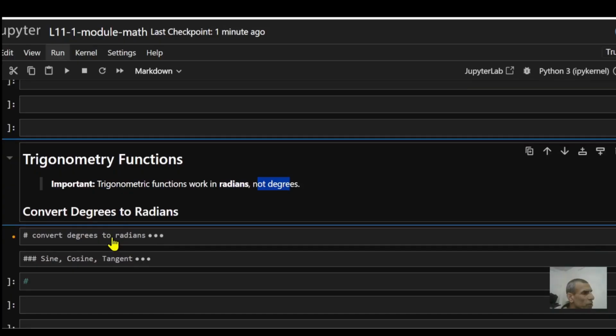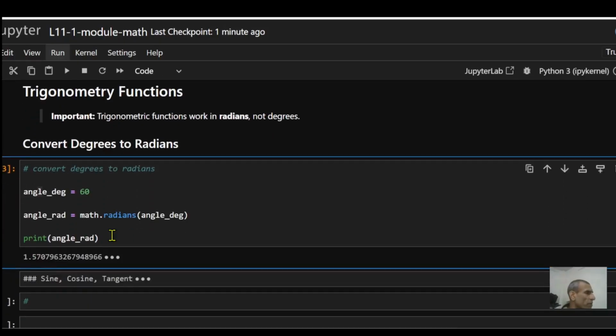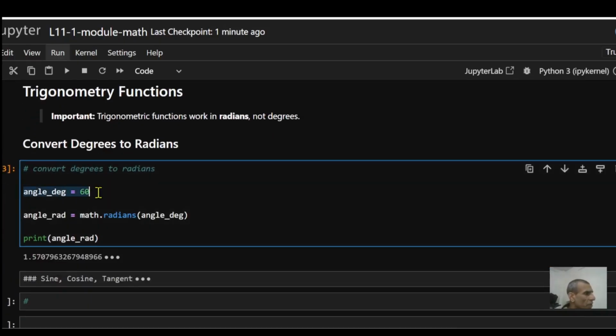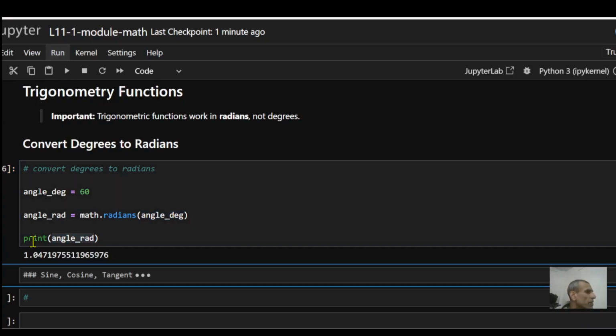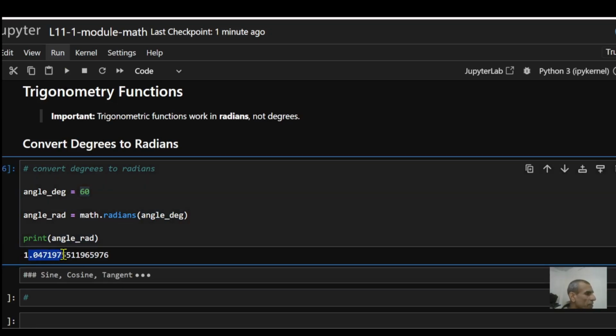So let's look at a function that converts degrees to radians first. Suppose your angle degree is 60 degrees. The way you convert into radians is that you call the radians built-in method. You pass in your angle degree, and it's going to print out your angle radian. In this case, it's 1.04. So when it's 60 degrees, turned into radians, it is this right here.